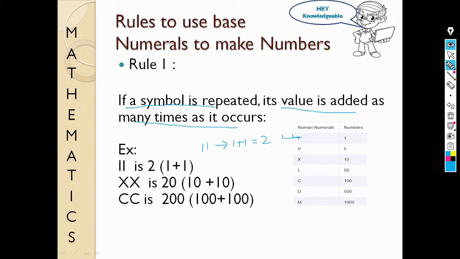That makes 2. In the same way, if you have to write 20, then you have to repeat X 2 times. If you have to write 200, then you have to write C 2 times. In the same way, if we have to write 3, then we can repeat I 3 times. Then it makes 1 plus 1 plus 1 equal to 3.